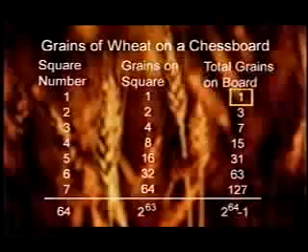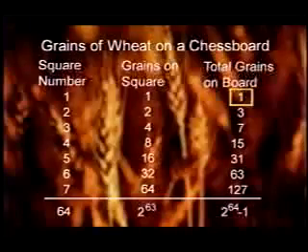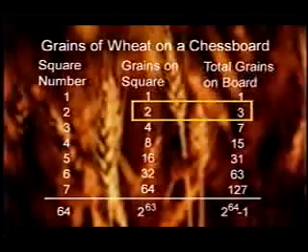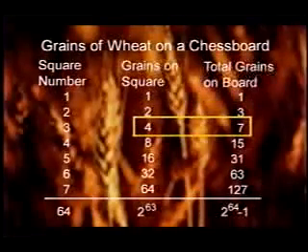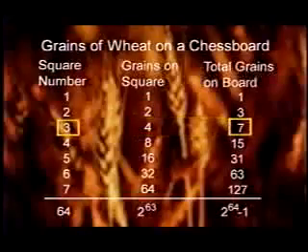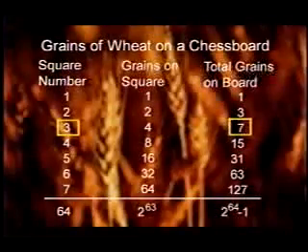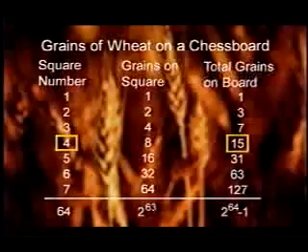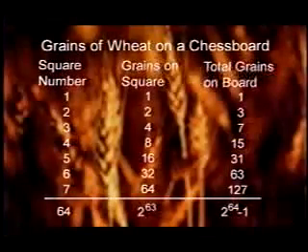Now let's look at the way the totals build up. When we have 1 grain on the first square, the total on the board is 1. We add 2 grains, that makes a total of 3. We put on 4 grains, now the total is 7. 7 is a grain less than 8. It's a grain less than 3 2's multiplied together. 15 is a grain less than 4 2's multiplied together. Well, that continues in each case.